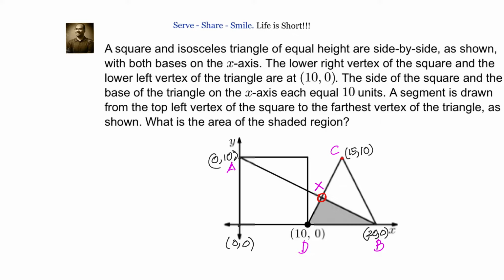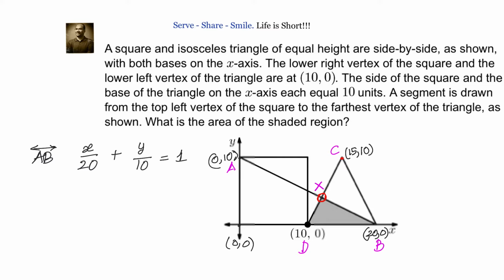So let us first write down the equation for AB. For AB, we have one point (0, 10), another point (20, 0). So I know the x-intercept is 20 and the y-intercept is 10. So I can use the double intercept form and write the equation as x/20 + y/10 = 1. That is our equation for line AB.